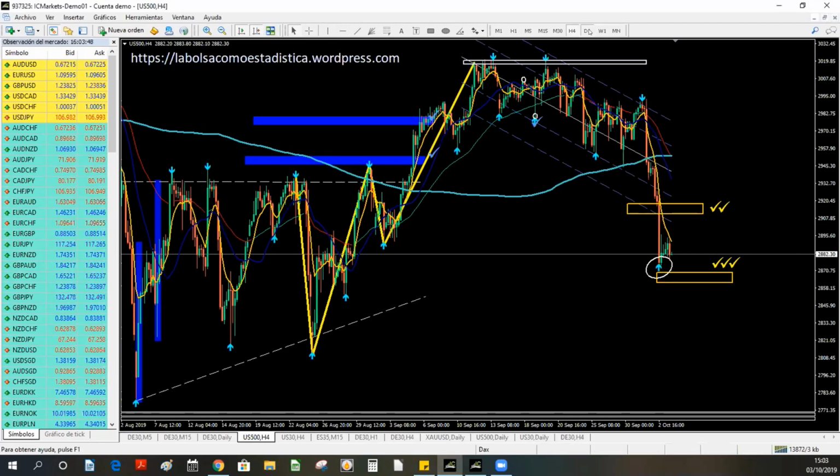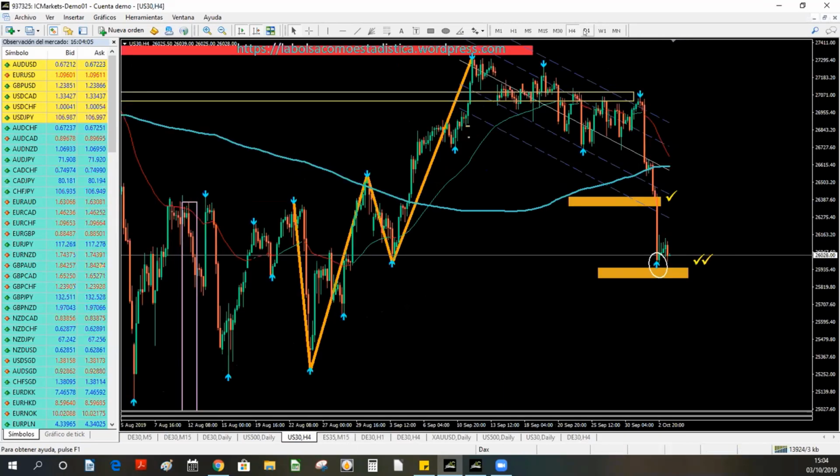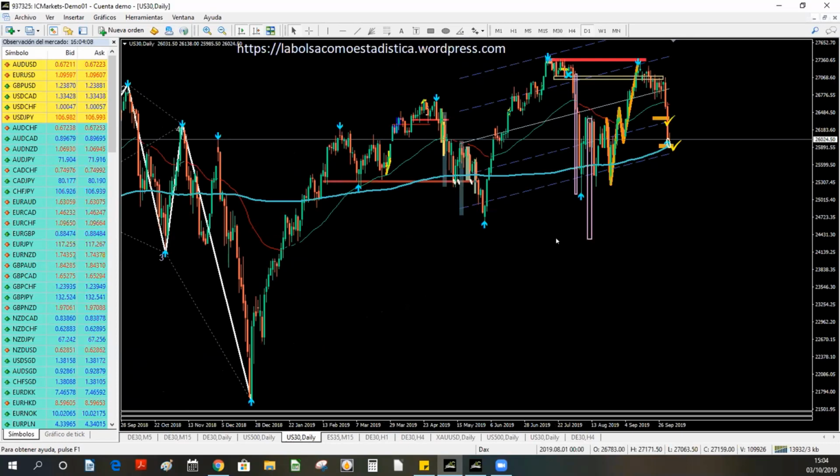So I have a 4-hour target, and you have a different one with dailies. The bigger the time frame, the larger the target. Remember, I had another bigger one. I'll draw it. This is daily. If I go to daily here in the Dow Jones, this was a bullish wolf wave, and they hit the targets. Now with the bearish wolf wave, there is the 200 simple moving average, and this is a great support for the prices, a great level to stop the fall and maybe to have a bounce.